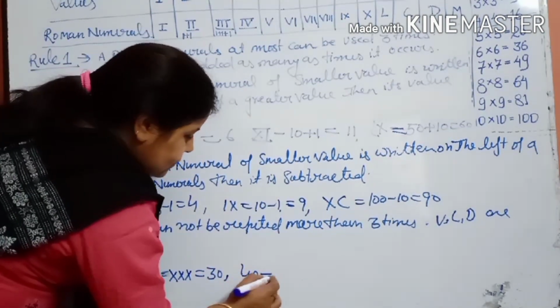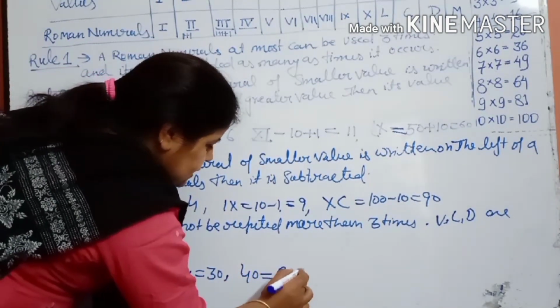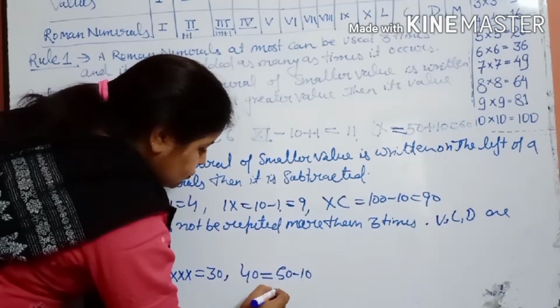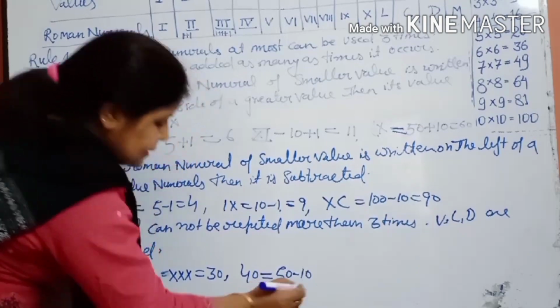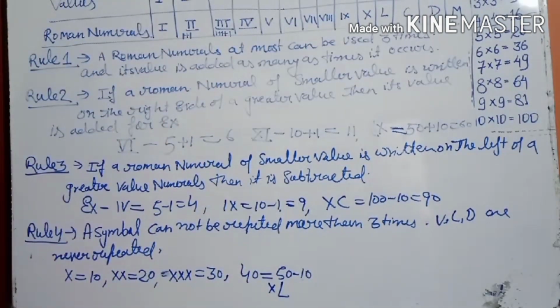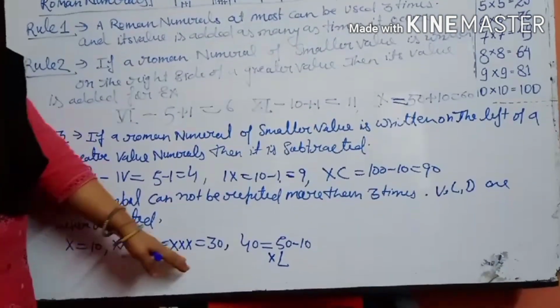40 we will write as 50 minus 10, and for 50 we are using L. For minus, we will write X on the left side. XL will be its value. Now maybe everybody of you has understood.